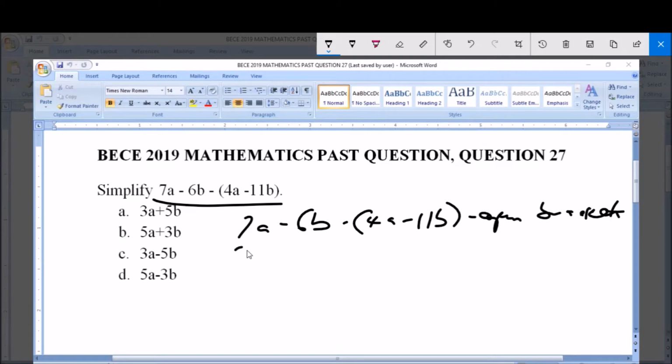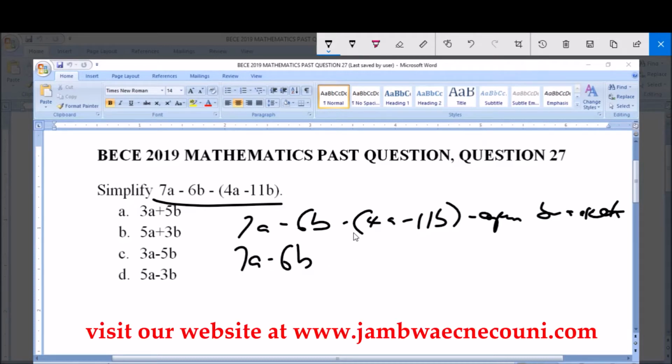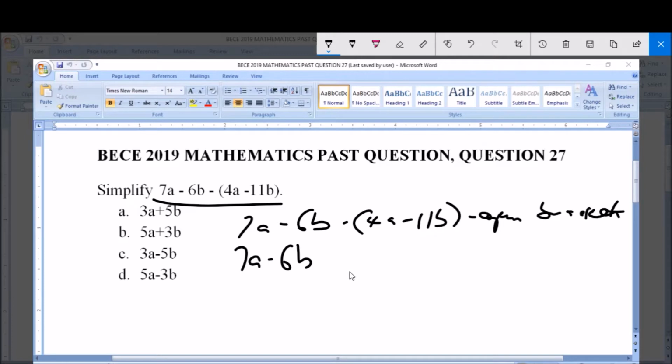We have 7a minus 6b. Now we have to open this bracket. Now in opening a bracket, you must be conscious of the sign before the bracket. That is, you must put in mind the sign before the bracket, if the sign is a positive sign or a negative sign, because the sign before a bracket actually affects everything contained in that bracket. Now we have a negative sign here before this bracket, right? So when we are opening this bracket, this negative sign will apply to everything in this bracket.